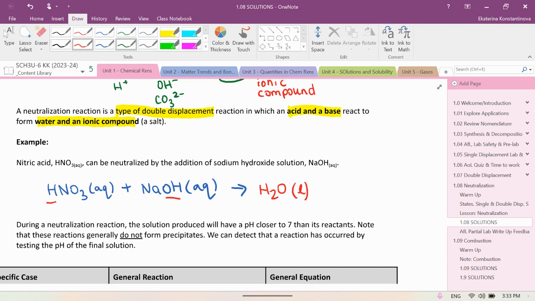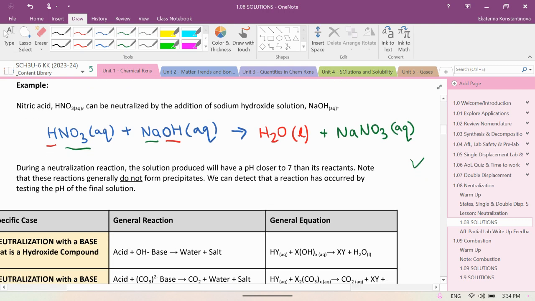And then our salt comes from the metal and the polyatomic anion. So you get NaNO3. You can use your solubility chart to figure out the state. Nitrates are always soluble with everything, so it would be NaNO3 aqueous. Check that it's balanced. It is balanced, and proceed to the next question.